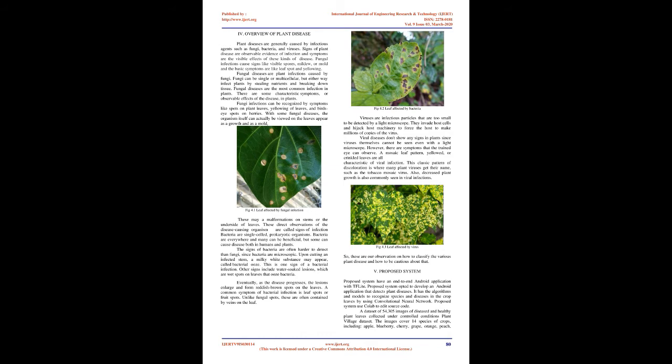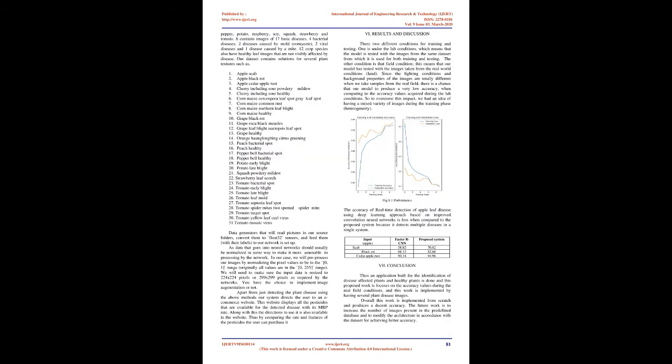There are some characteristic symptoms, or observable effects of the disease, in plants. Fungi infections can be recognized by symptoms like spots on plant leaves, yellowing of leaves, and bird's eye spots on berries. With some fungal diseases, the organism itself can actually be viewed on the leaves, appearing as a growth and as a mold. These may be malformations on stems or the underside of leaves. These direct observations of the disease-causing organism are called signs of infection.